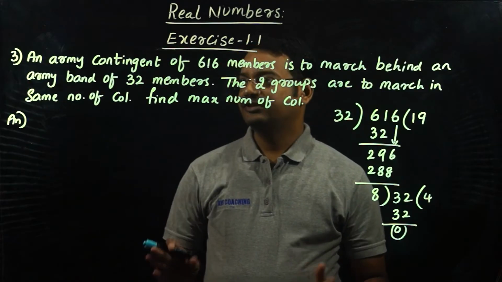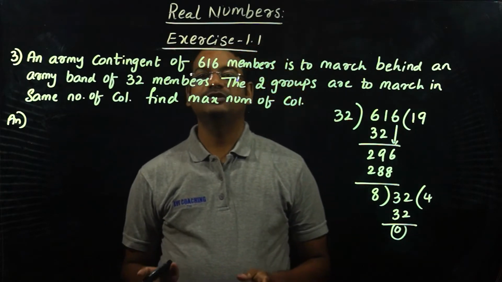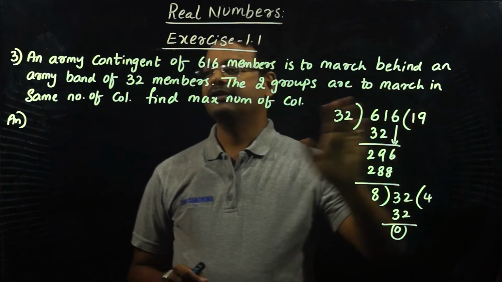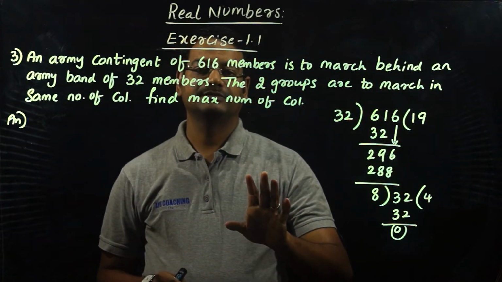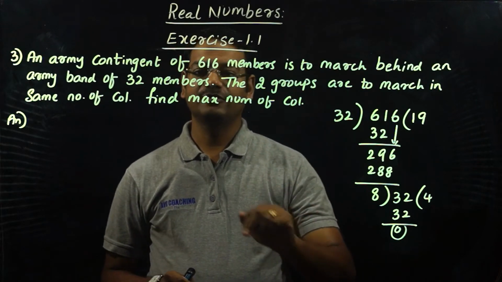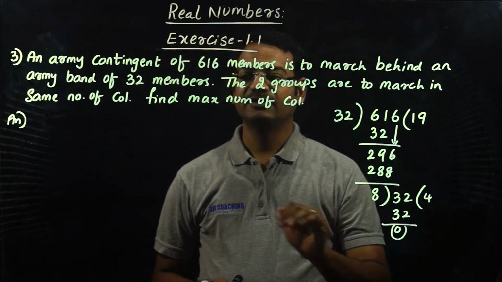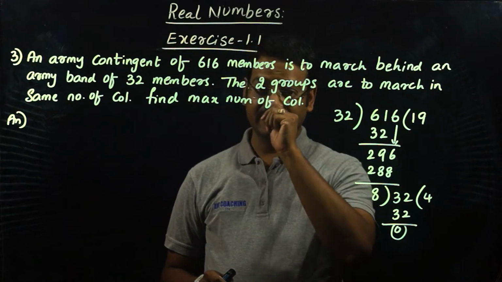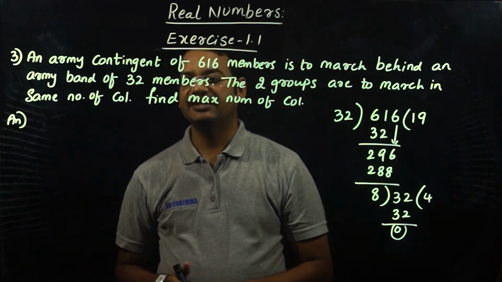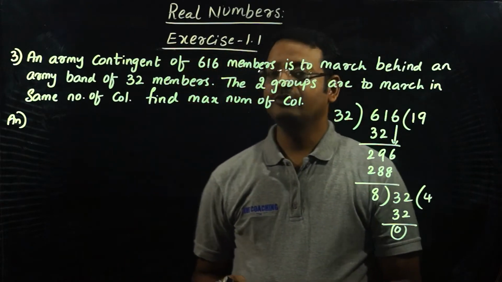That's it. So the third problem: an army contingent of 616 members is to march behind an army band of 32 members. The two groups are to march in the same number of columns. Find the maximum number of columns. Since we are asked to find the maximum number of columns, we will find the HCF of 616 and 32 using Euclid's division lemma.